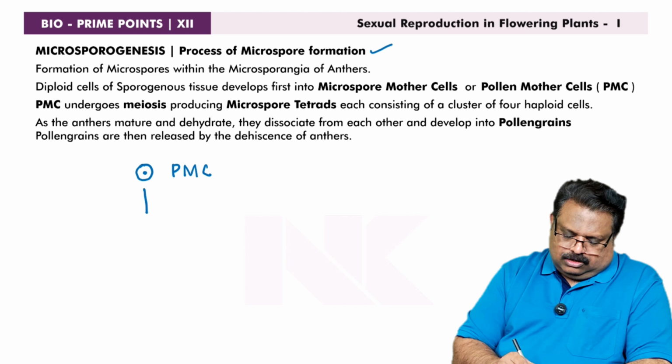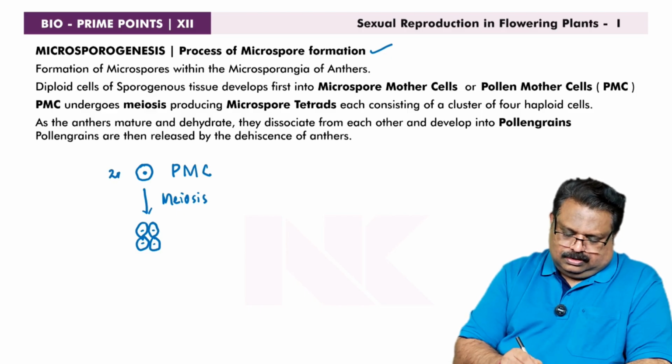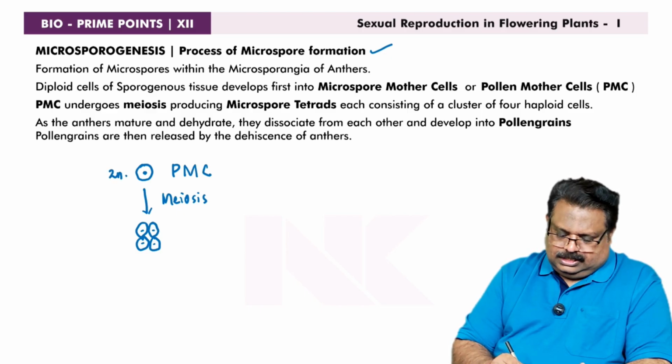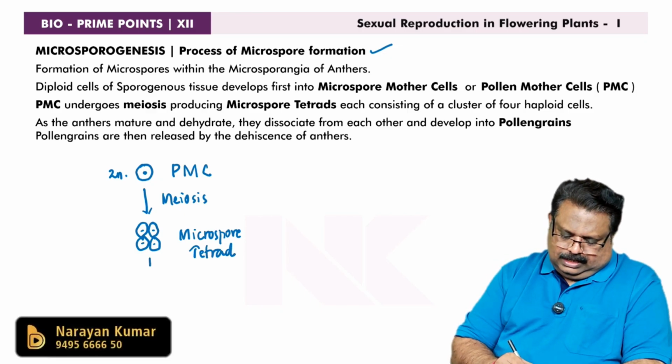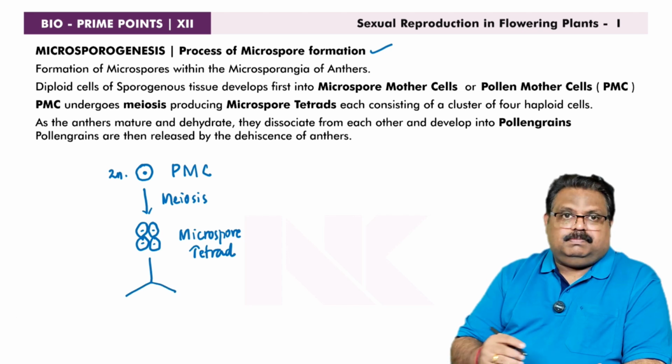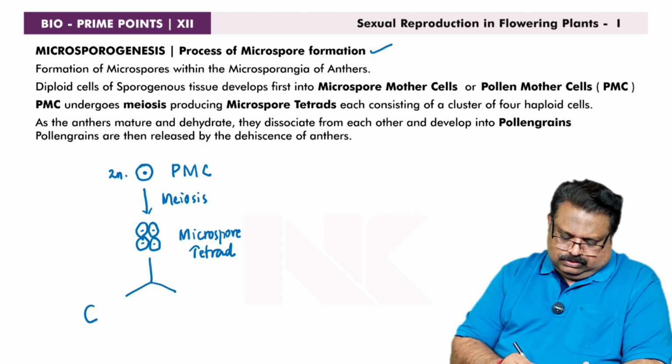And the pollen mother cell undergoes meiosis, producing 4 haploid cells in the form of an association. This is called microspore tetrad. Tetrad means association of 4 cells. Then after that, each cell will separate from each other so that separate microspores are produced. All the microspores are haploid.